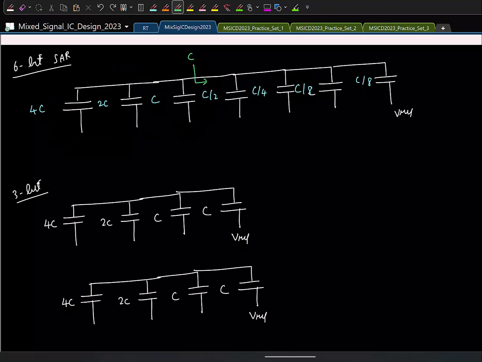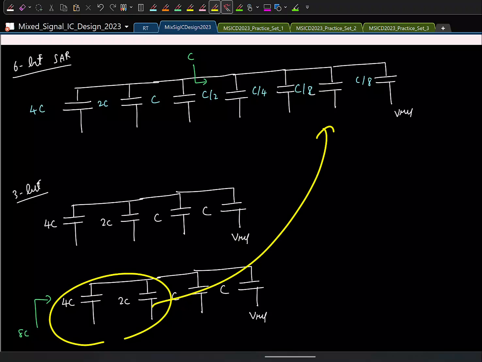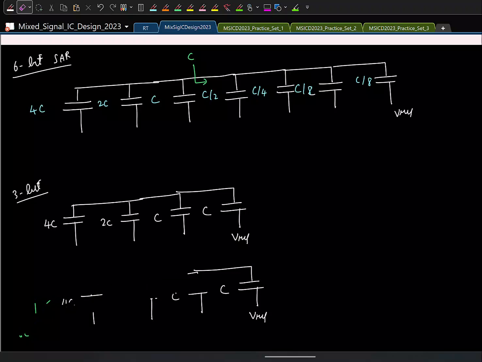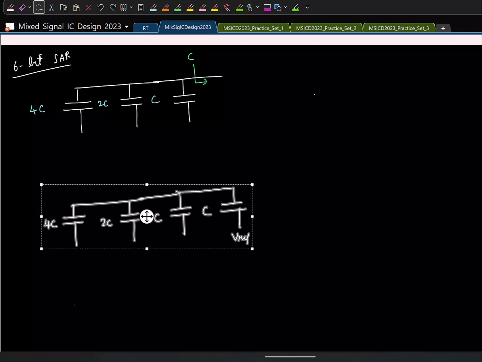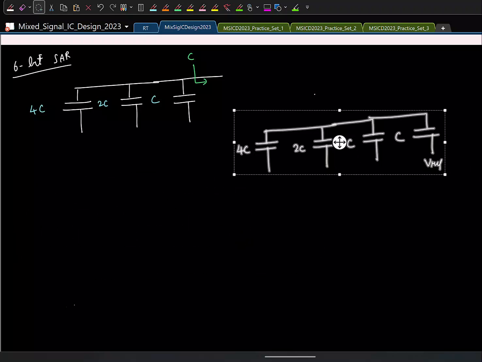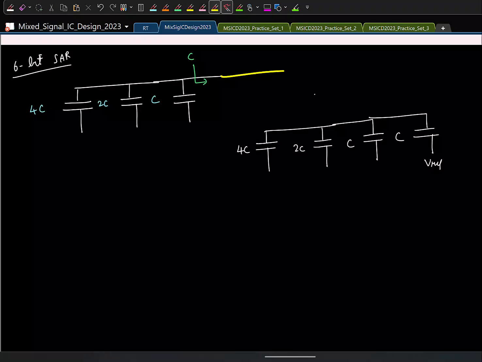Whereas what is the total capacitance here? 8C. So I can't simply go and put it here. So let's see what can be done. Let me erase this. I'll erase, but I don't want to use this. I somehow want to use these two together, but I can't simply connect this because now I see that the total capacitance here is 8C. But in the original case, I wanted a capacitance of C.